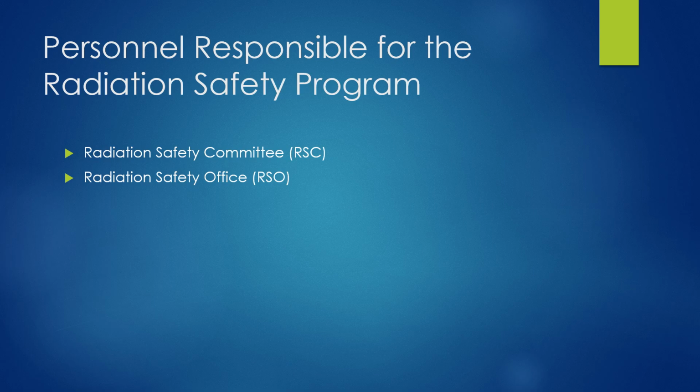So personnel that are responsible for the radiation safety program are the Radiation Safety Committee and the RSO. Notice I didn't say authorized user, but that's because the authorized user is part of the Radiation Safety Committee, if there is one. So the Radiation Safety Committee and the RSO are really important personnel for enforcement of the radiation safety program.